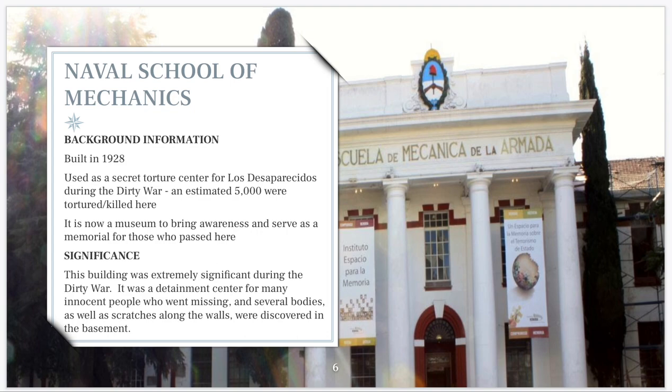This building was extremely significant during the war because it was a detainment center for many innocent people who went missing, and several bodies as well as scratches along the walls were discovered in the basement when this building was taken over. It just shows how poorly they were treated if there were scratches along the walls in the basement, and these poor people were just detained here, and a lot of their lives ended in this very building. So it's important that people pay their respects, and now it is a museum where people can do just that.